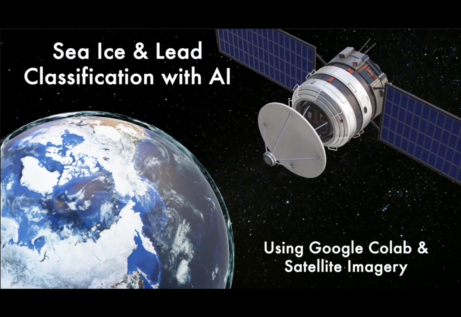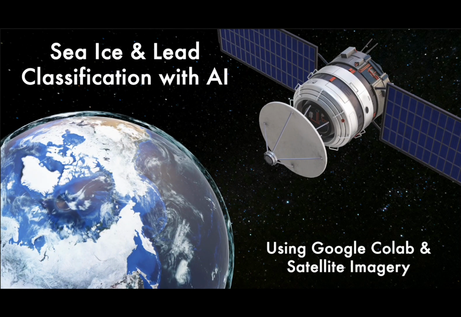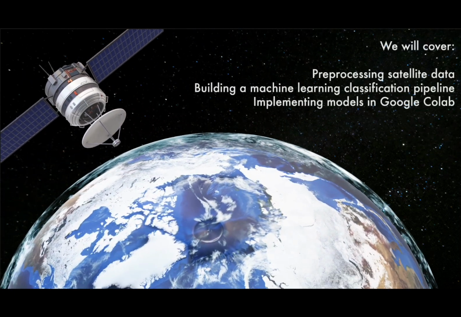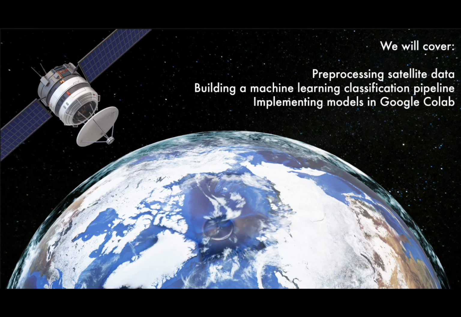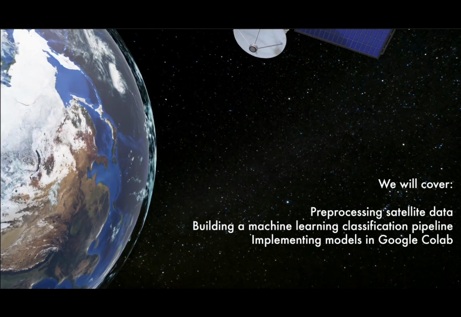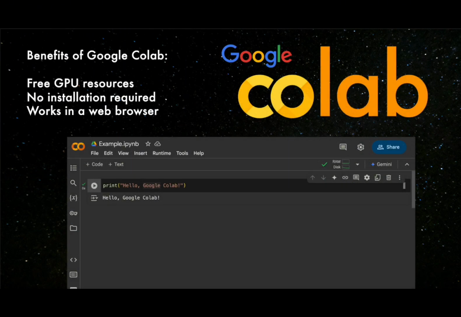Hello and welcome to this tutorial on classifying sea ice and leads using AI. In this brief overview, we'll walk through the essential steps for pre-processing satellite data and building a machine learning classification pipeline, all within Google Colab. Colab is really good because it offers free GPU resources and there's nothing to install on your computer. You just need a browser and a Google account.